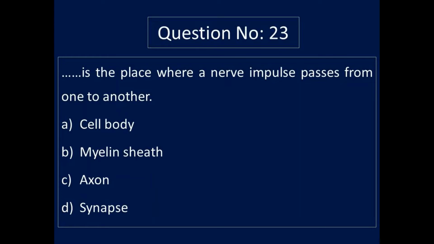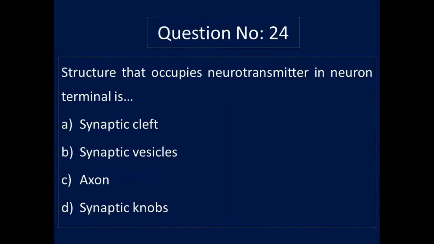Question number 23. Dash is the place where a nerve impulse passes from one neuron to another. Option A cell body, B myelin sheath, C axon, and option D synapse. Right answer is option D synapse.